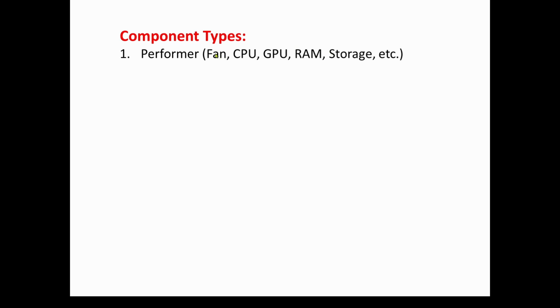And you can imagine there's going to be a lot of different types of fans and CPUs and different manufacturers and different GPUs and RAM and storage. And there's going to be many different variations on these. So you can start to see where this might get kind of complicated with all the different types. But we're going to try it on one component, one performer, and see how the process goes.